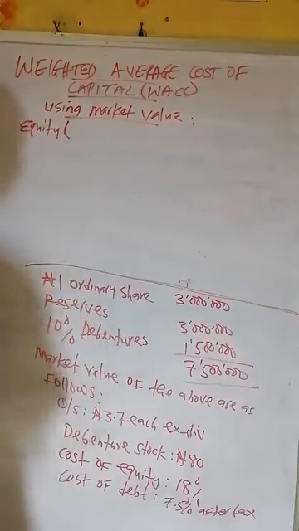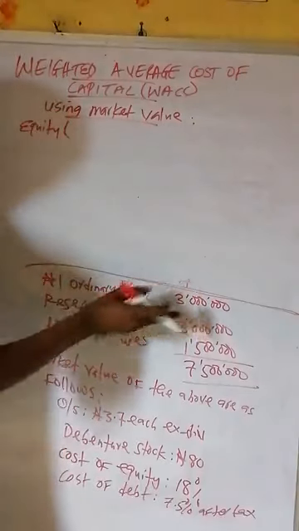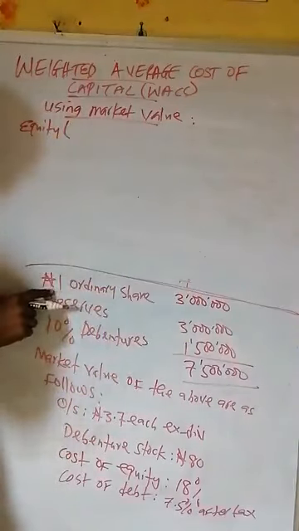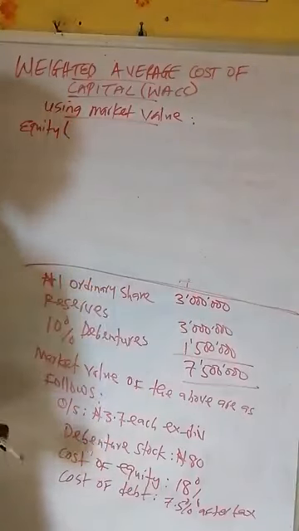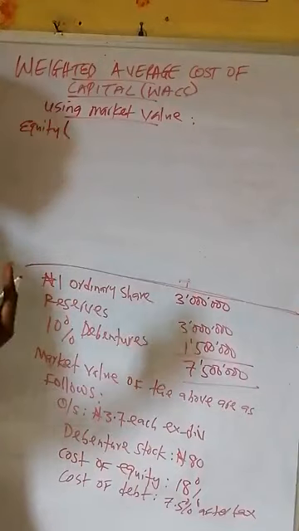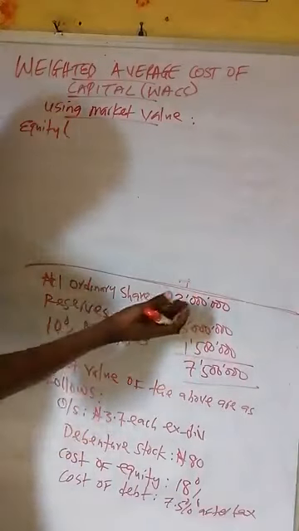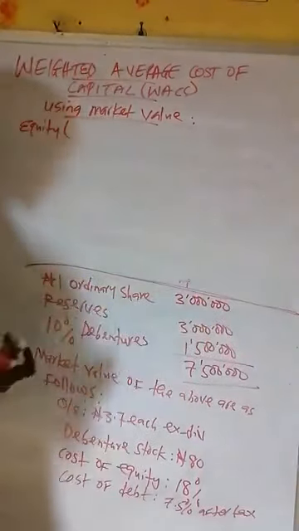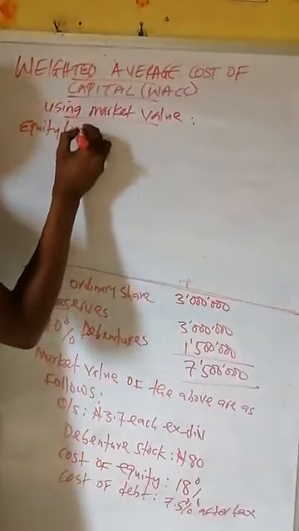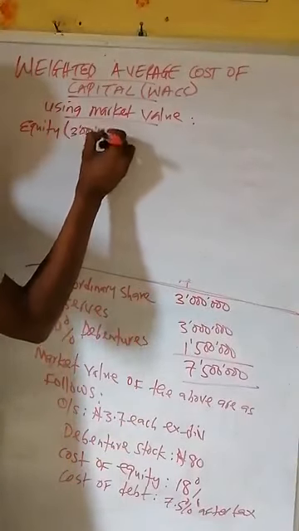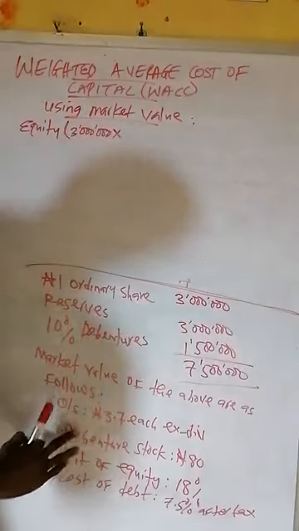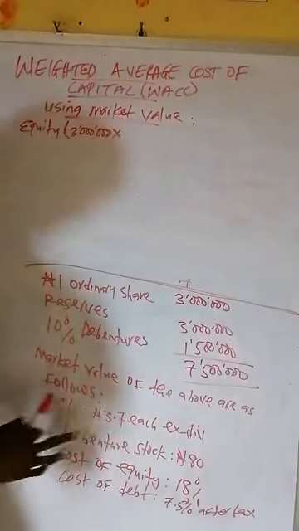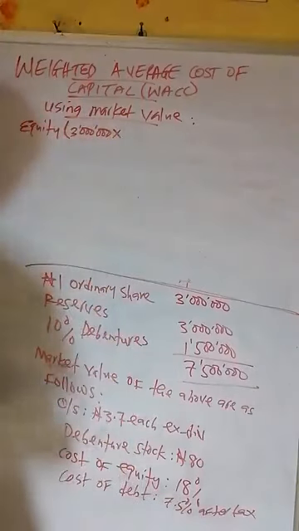So what is the equity given to us in the question? Equity is ordinary share. The equity given to us is 3 million. You bought 3 million units at 1 naira, so it is still 3 million. So, 3 million multiplied by the market value of ordinary share.